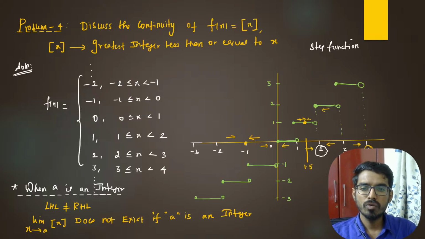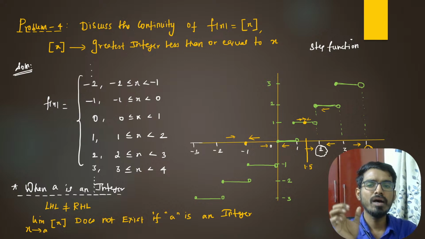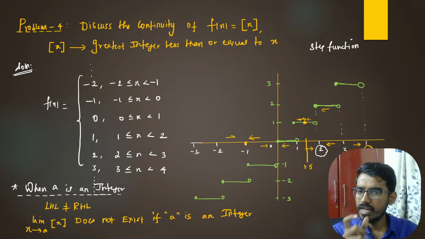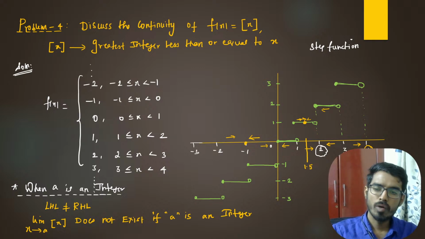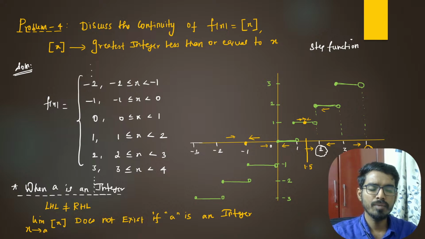Okay, so as of now, we have solved four problems based on continuity, right? I think you have got some idea how to say a function is continuous at a point. At a, you find LHL, you find RHL, you find f of a. If all three are equal, we say f is continuous at that point, right? In the last class we solved three problems. In this class we have started the first problem.